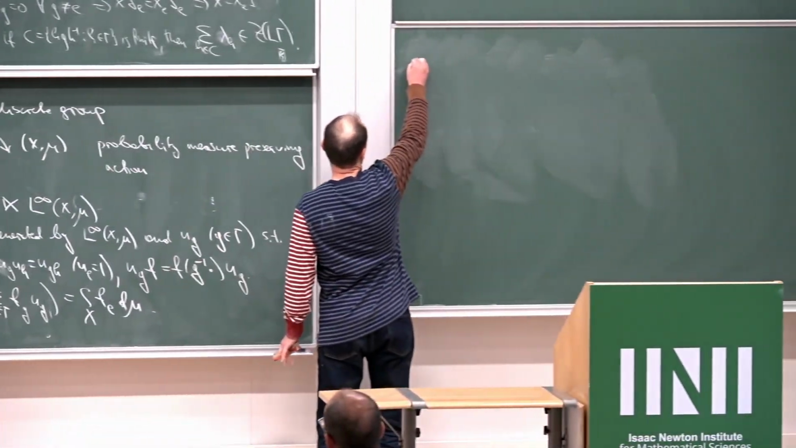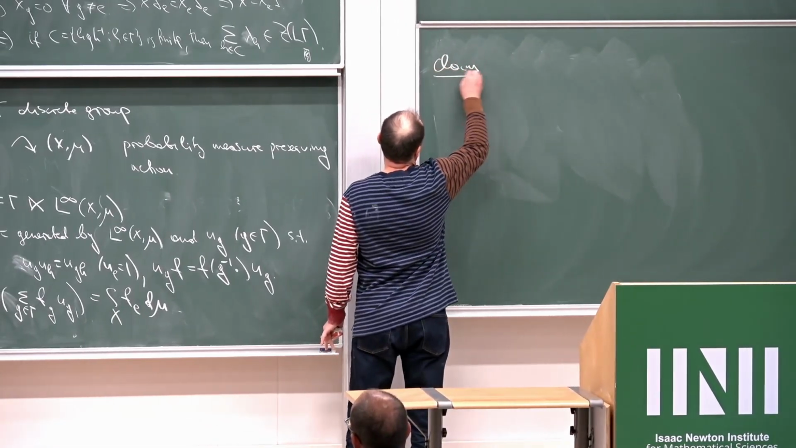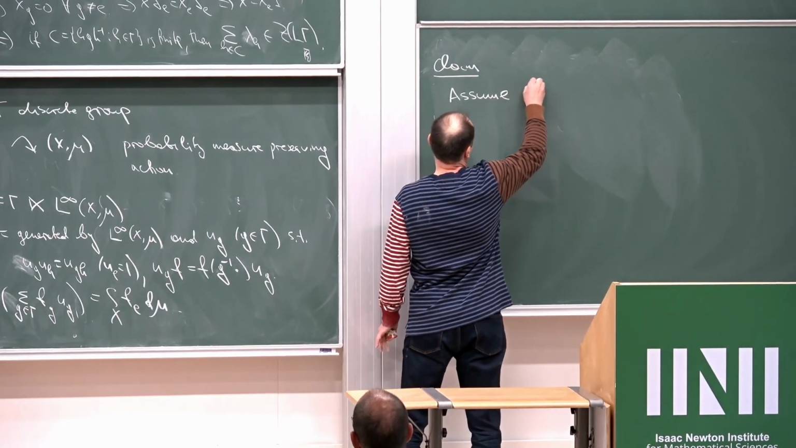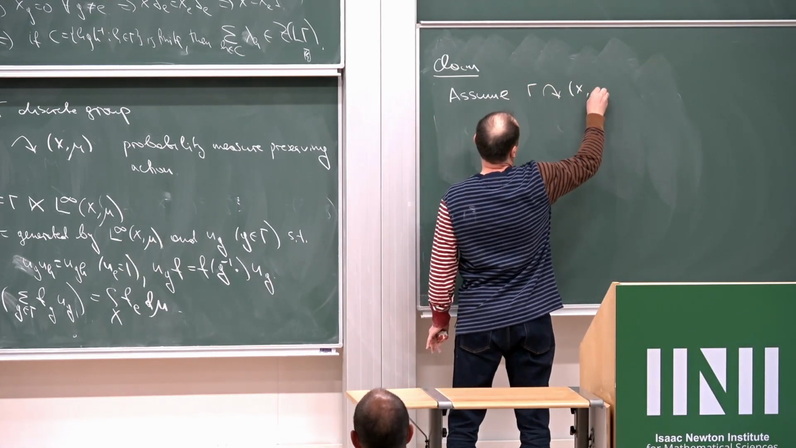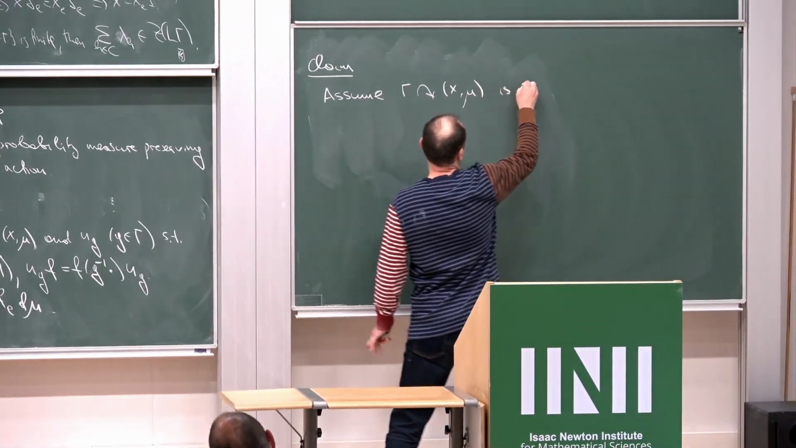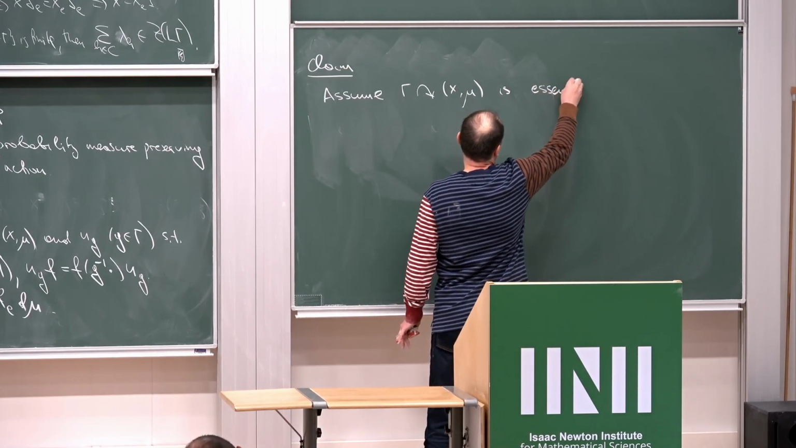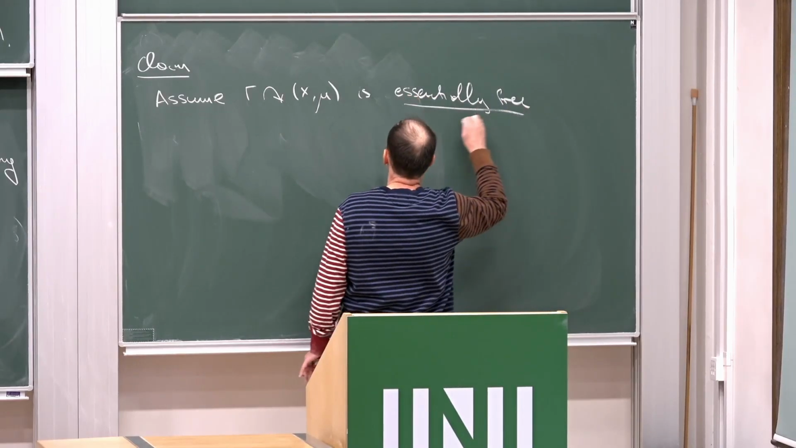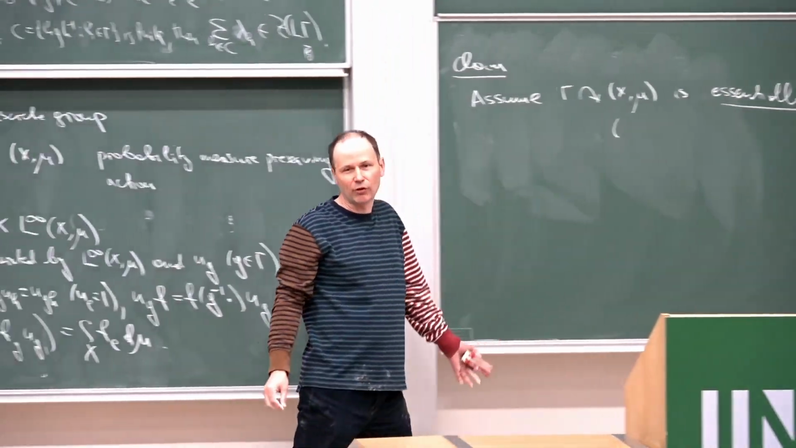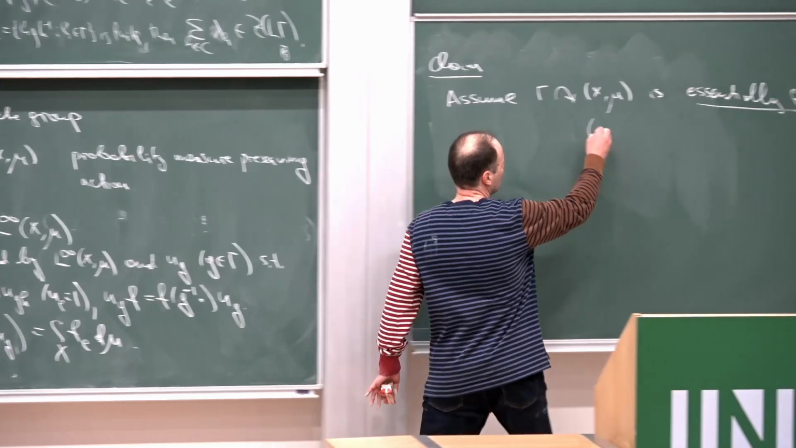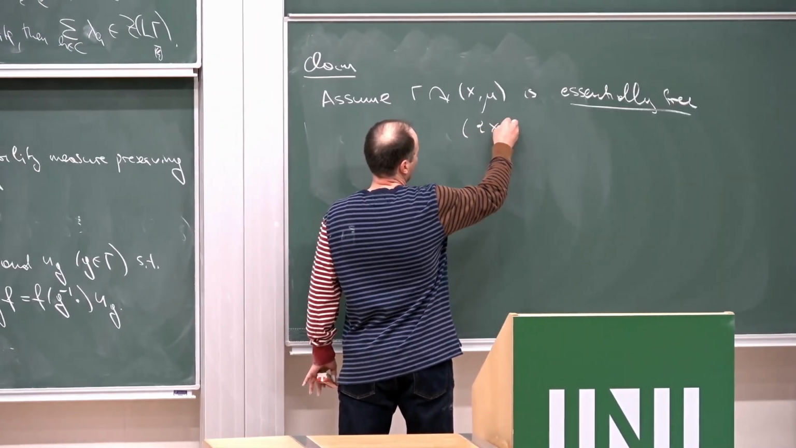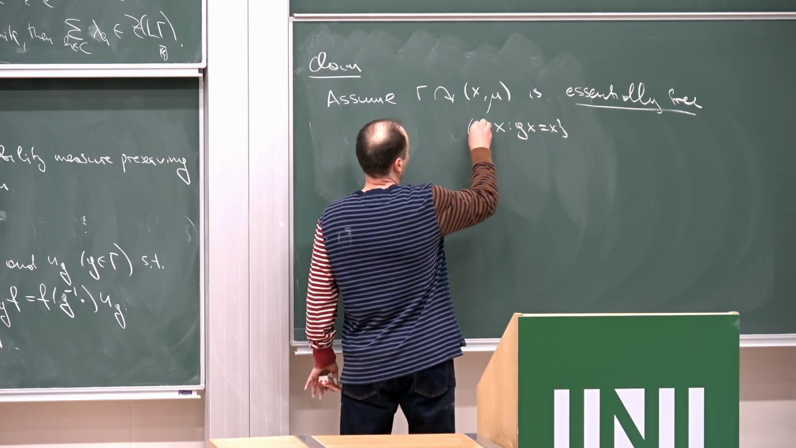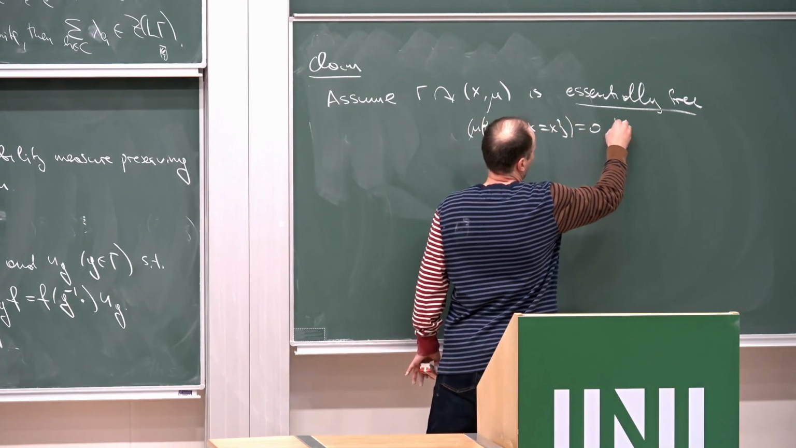So the claim is the following. We will assume the action is essentially free. This means that it's almost free, or free in the measure theoretic sense. Meaning that if you consider all points fixed by a given element, then the measure of this set is 0 for every non-trivial element.